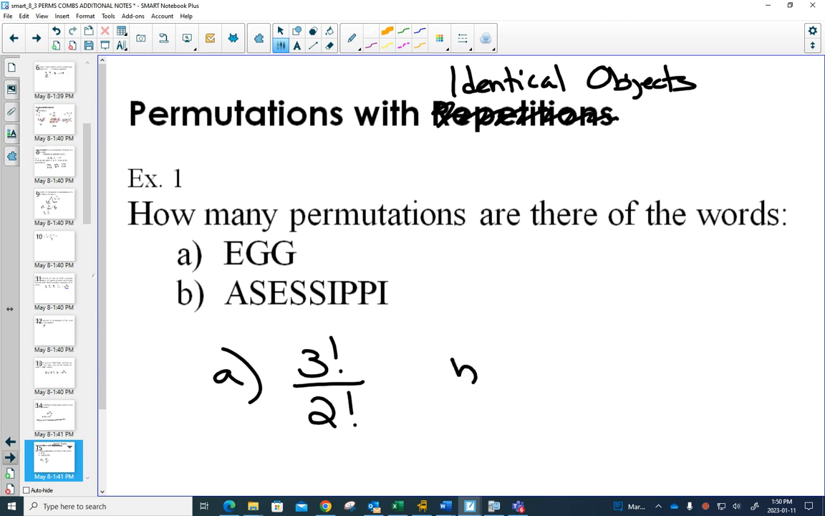For Mississippi, we have 1, 2, 3, 4, 5, 6, 7, 8, 9 letters. Normally that would be 9 factorial, but we have 3 S's, so we're going to have to divide by 3 factorial. We have 2 I's and 2 P's, so we would have to divide out those identical objects to get the total answer.